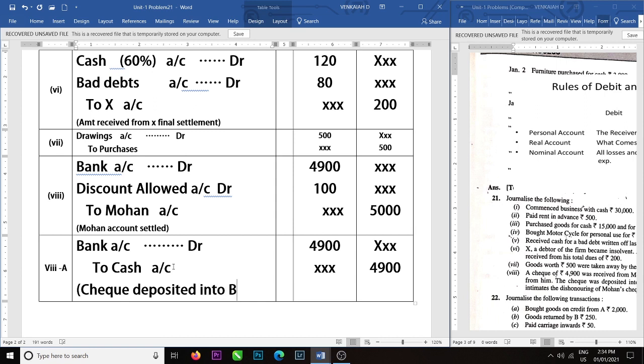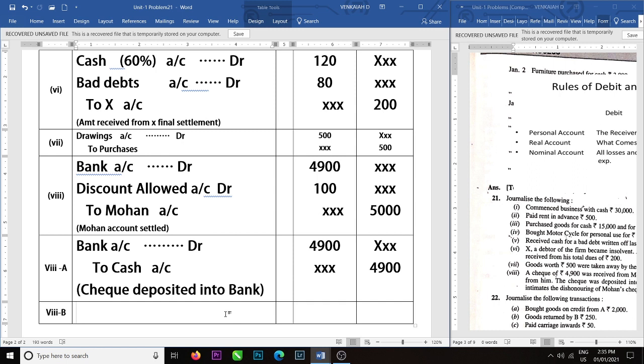Check deposited into bank. When the check was deposited into the bank, the bank intimated that the check is dishonored, in the sense there is no money in Mohan's account, so the bank is unable to collect the money from Mohan and is unable to credit it to our account. That's why Mohan's due will be as it is.